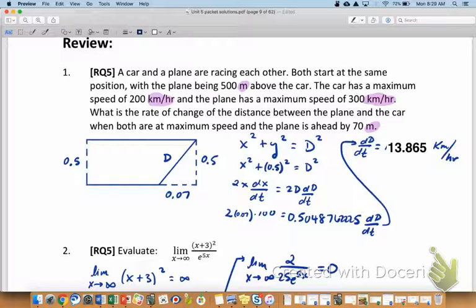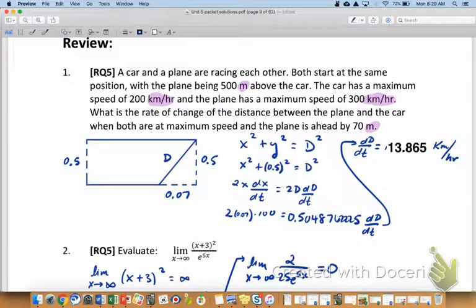That's because the plane's going 300 and the car is going 200. So the net dx/dt, the rate of change of the horizontal distance between them, would be the difference between the plane's speed and the car's speed. Make sense?